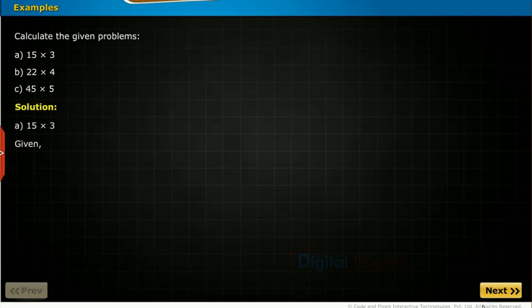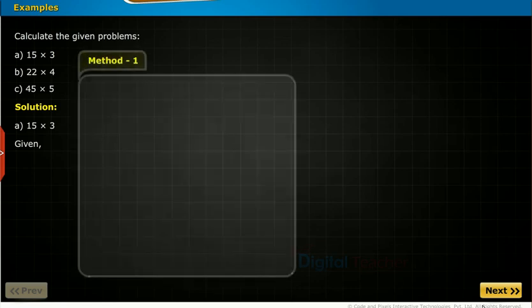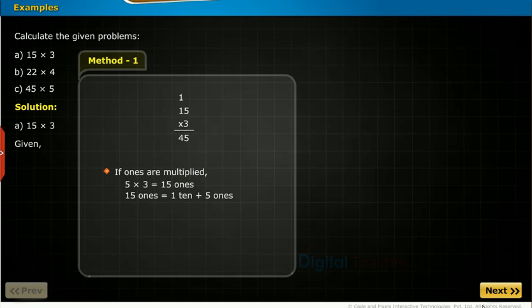Here we are given 15 into 3, wherein 15, 5 is in ones place and 1 is in tens place. Method 1. If ones are multiplied, 3 into 5 is equal to 15 ones. 15 ones are equal to 1 ten plus 5 ones. If tens are multiplied, 3 into 1 is equal to 3 tens. 3 tens plus 1 ten are equal to 4 tens.